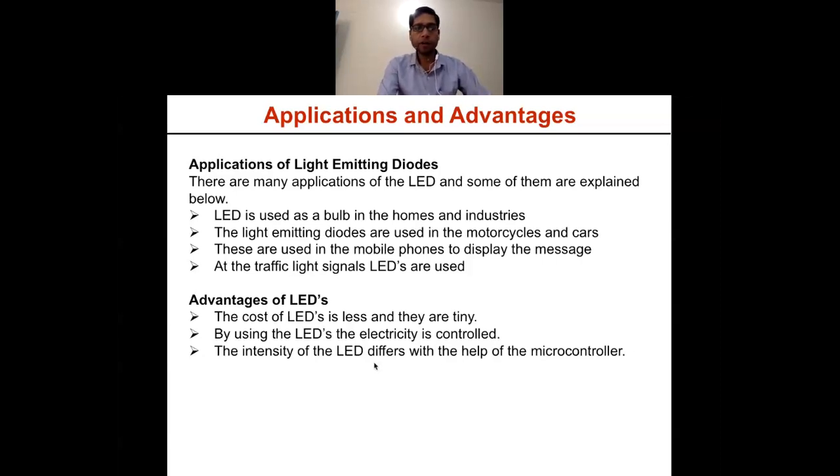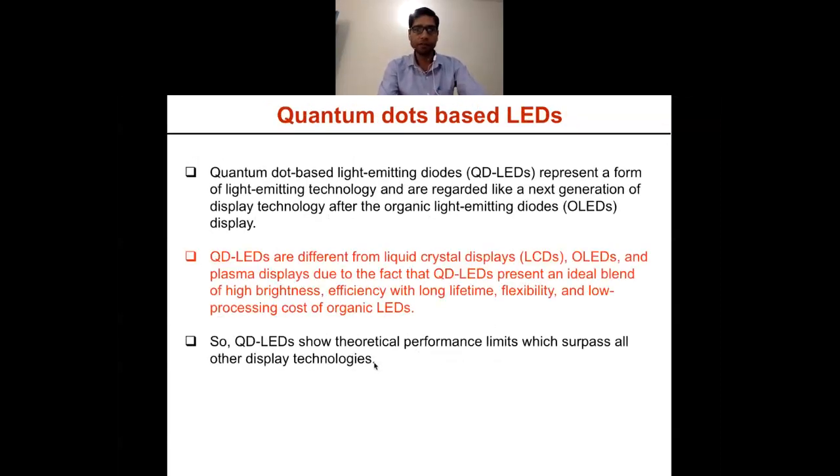Now we come to the main point, that is the quantum dot based LED systems. Quantum dot based light emitting diodes represent a form of light emitting technology that is regarded as the next generation of display technology after the organic light emitting diode display. Quantum dot based LEDs are different from liquid crystal display, OLED, and plasma display because quantum dot LEDs present an ideal blend of the high brightness, efficiency, flexibility, and low processing cost of organic light emitting diodes. So quantum dot LEDs show theoretical performance limits which surpass all other display technologies.